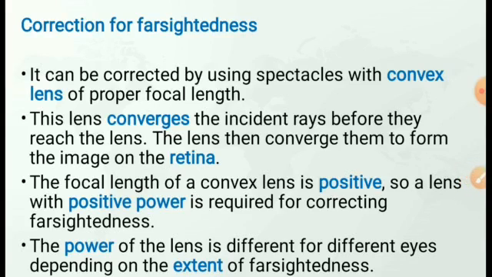The focal length of a convex lens is positive, so a lens with positive power is required for correcting farsightedness. The power of the lens is different for different eyes depending on the extent of farsightedness.